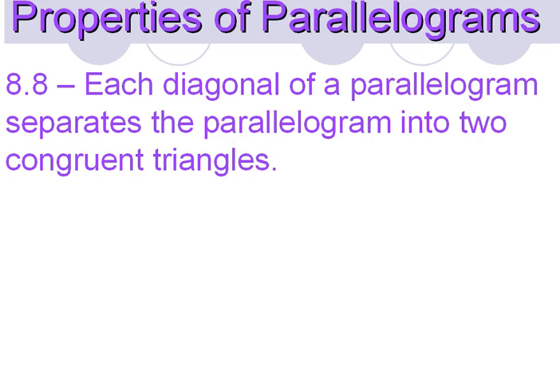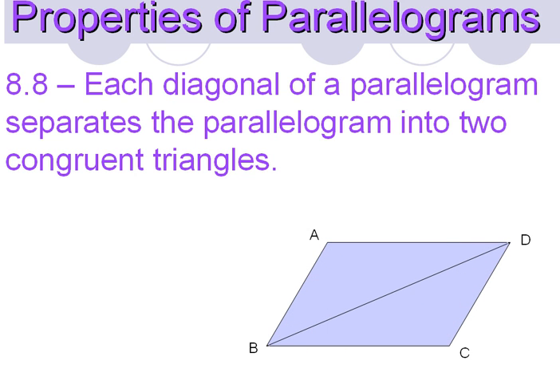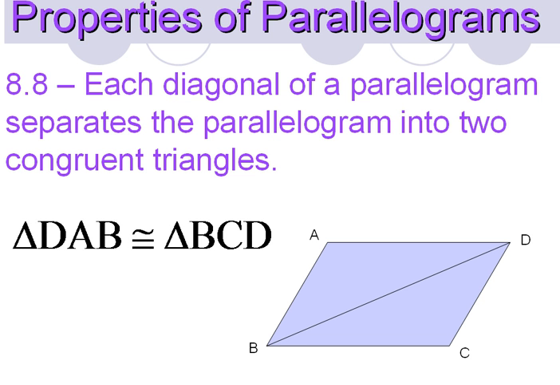8.8, each diagonal of a parallelogram separates the parallelogram into two congruent triangles. So if we draw one diagonal through a parallelogram, we see here that triangle DAB is congruent to triangle BCD.